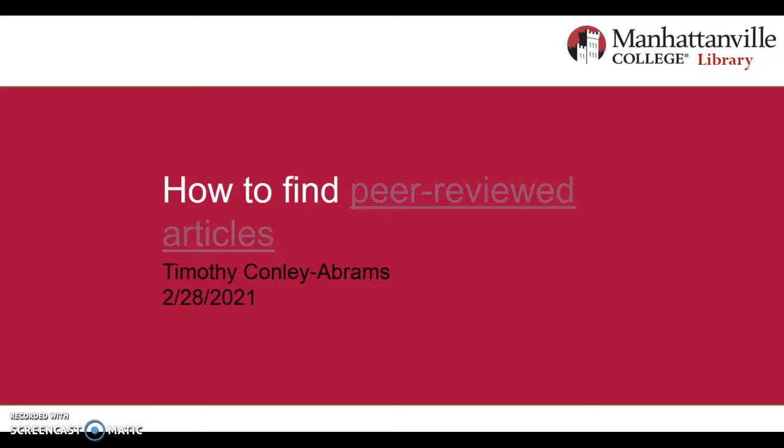When your professor requests that you only cite a peer-reviewed or scholarly source, and these terms for your purposes are basically interchangeable, it means that they want you to find articles that have been reviewed by other experts in the field apart from the author themselves. So it's really easy to find this particular type of content in our catalog and in our databases, and I can show you how to do either one of those right now.